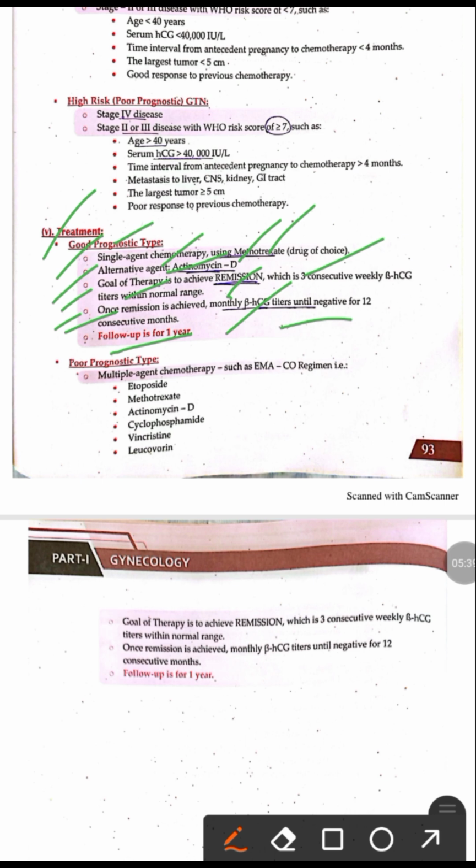In case of high-risk gestational trophoblastic neoplasia, which has a poor prognosis, we do multiple-agent chemotherapy that includes etoposide, methotrexate, actinomycin D, cyclophosphamide, vincristine, and leucovorin. The goal of therapy in such cases is to achieve remission, which is 3 consecutive weekly beta HCG titers within the normal range. Once remission is achieved, monthly beta HCG titers should be done until negative for 12 consecutive months, and follow-up should be done for 1 year. So that was all about gestational trophoblastic diseases.